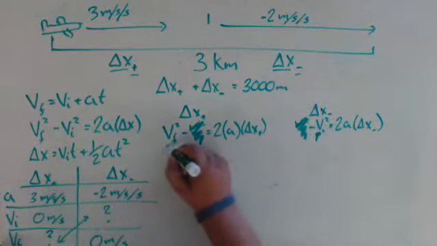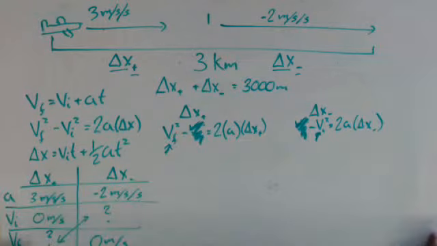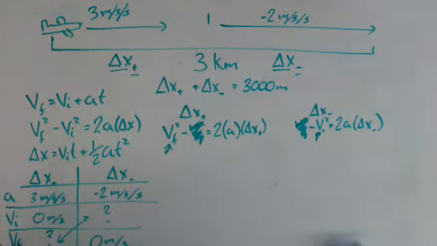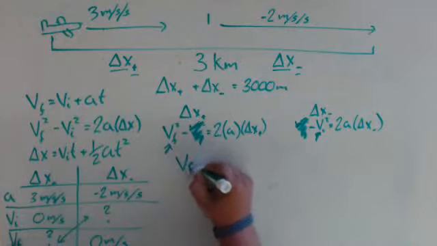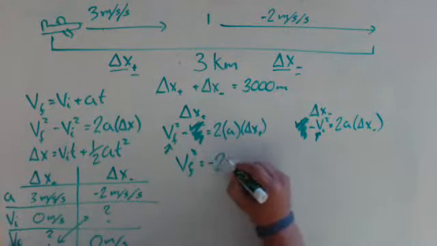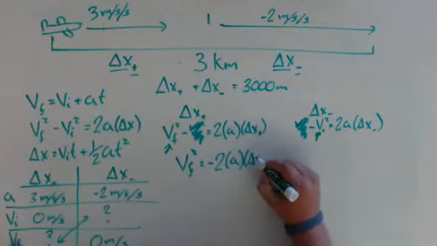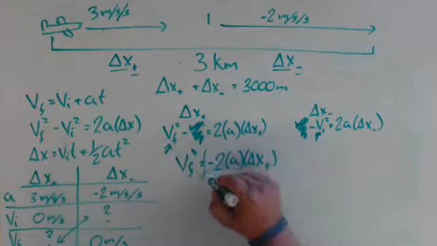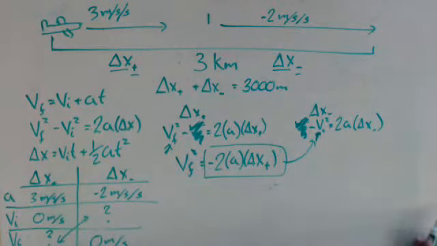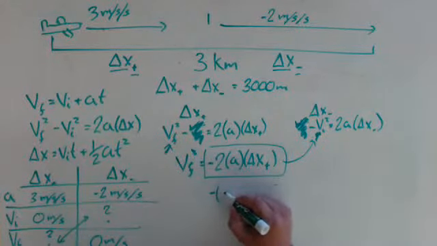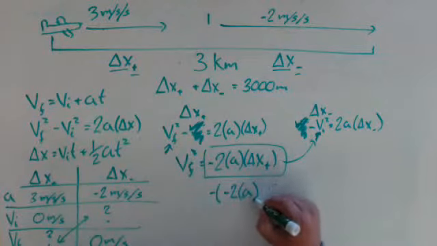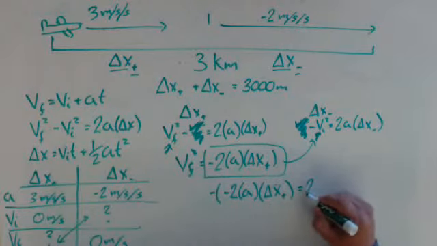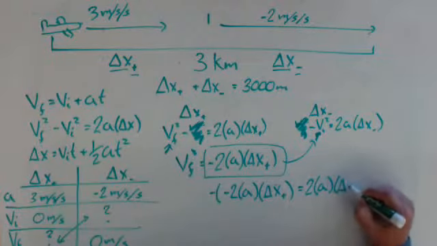Also, this term and this term are equal to each other. This one may have a negative sign on it, but these terms are equal. So what I can do from there is say that v final squared is equal to negative 2a delta x plus, which means that for this one, I can plug in this for this. So I'm left with negative 2 times a delta x plus is equal to 2 times a delta x minus.